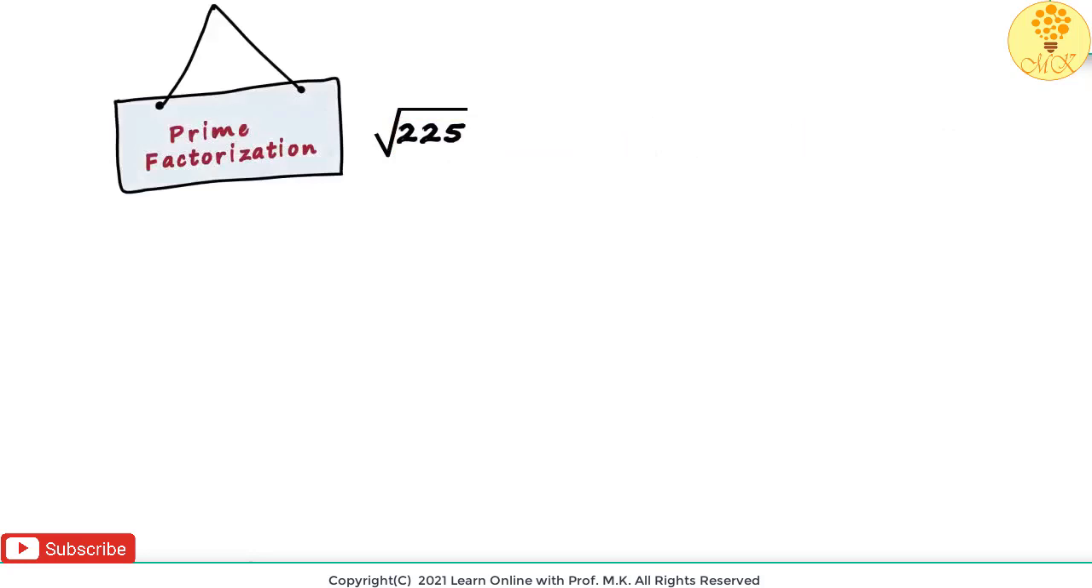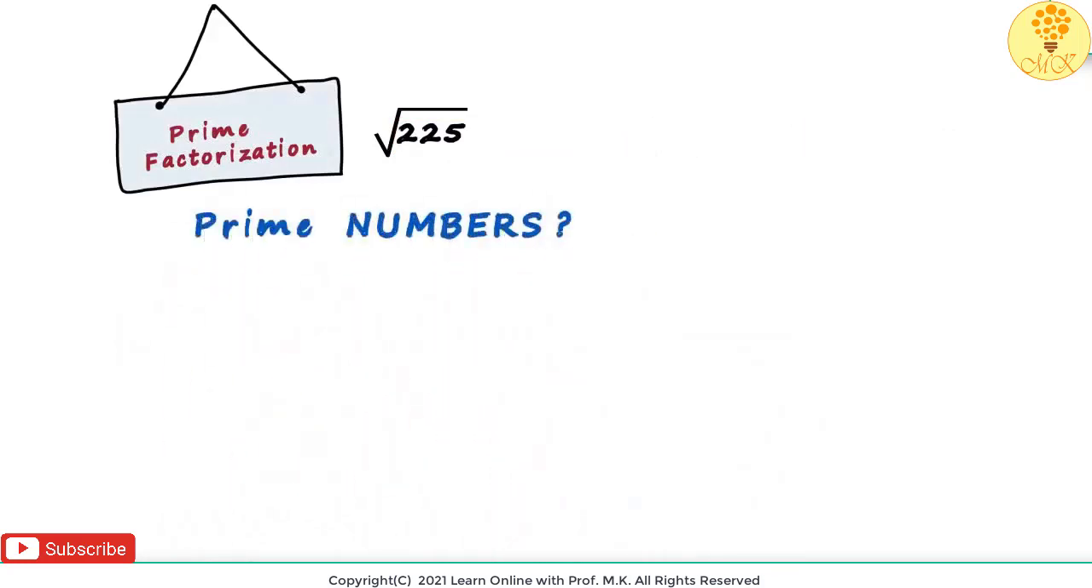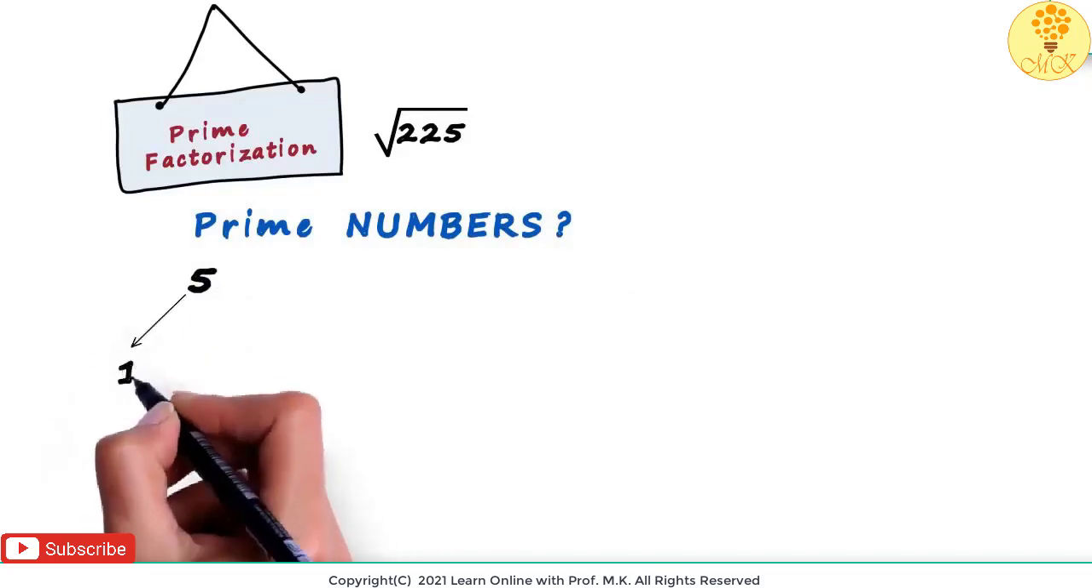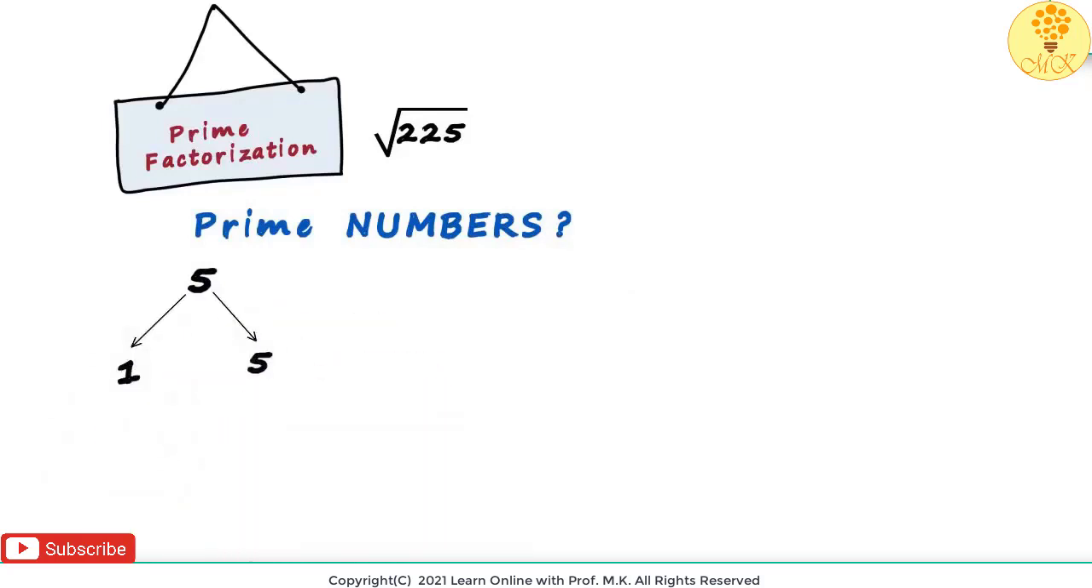Before we go ahead, let us revise what prime numbers are. A prime number is a number which is divisible only by itself and 1. Say 5. 5 is divisible by 1 and it's divisible by 5. There's no other number which can divide 5. 1 and itself. Hence, it's a prime number.